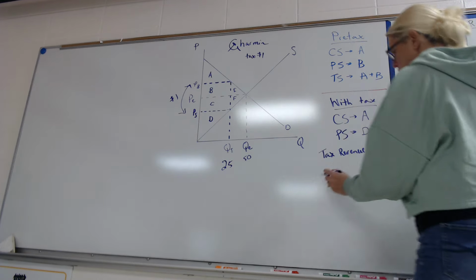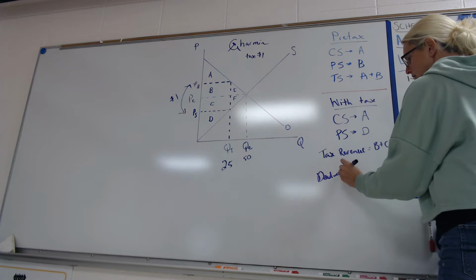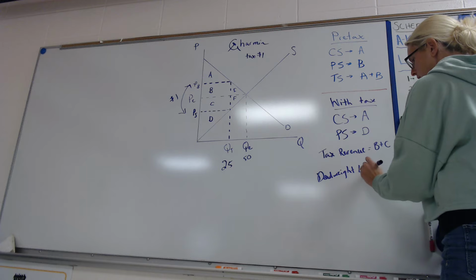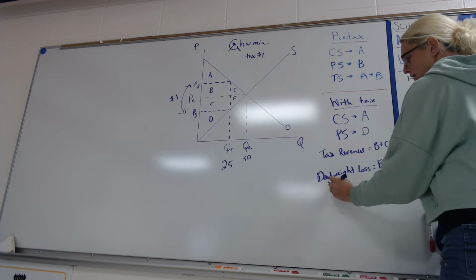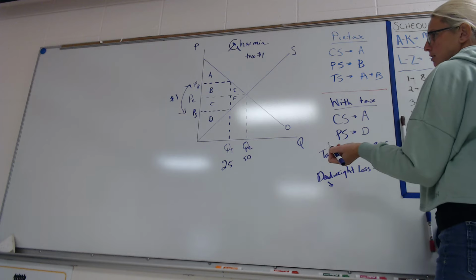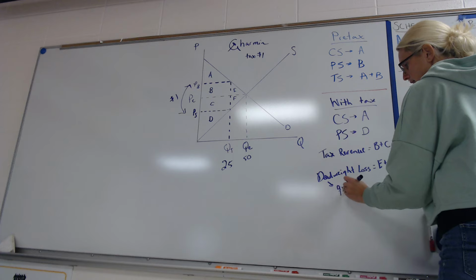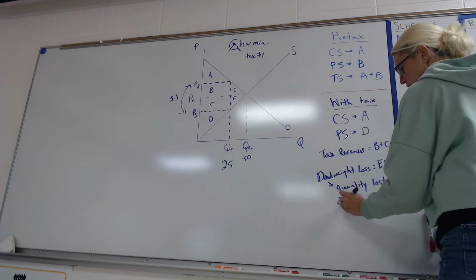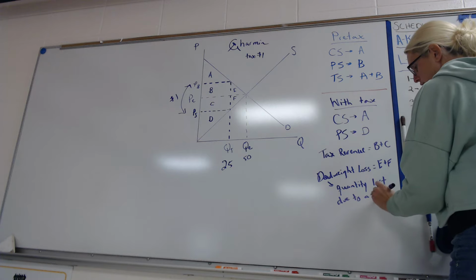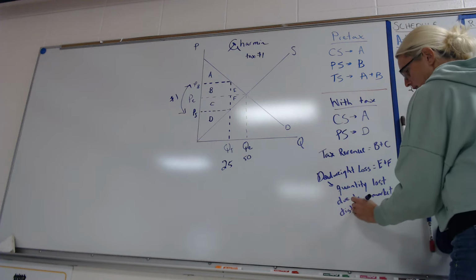E and F is known as deadweight loss. And what is deadweight loss? Deadweight loss is the quantity lost due to a market disturbance. In this case, a tax.